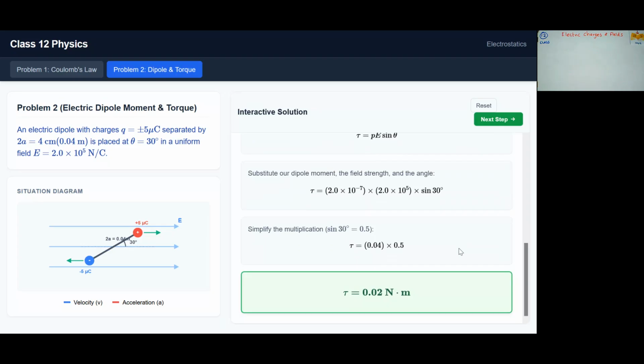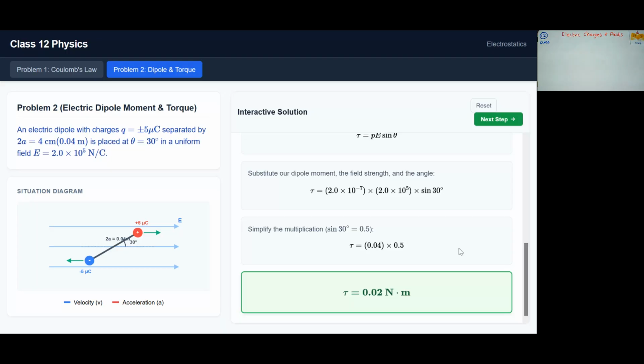Is it clear? So this gives a final torque of 0.02 Newton meters.